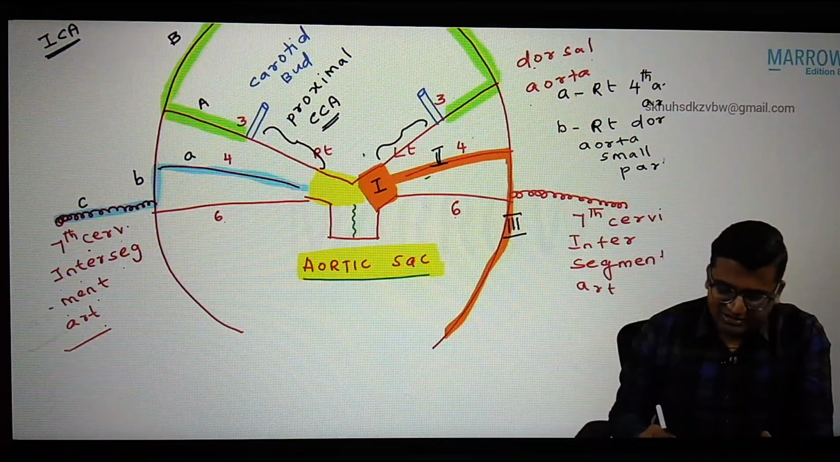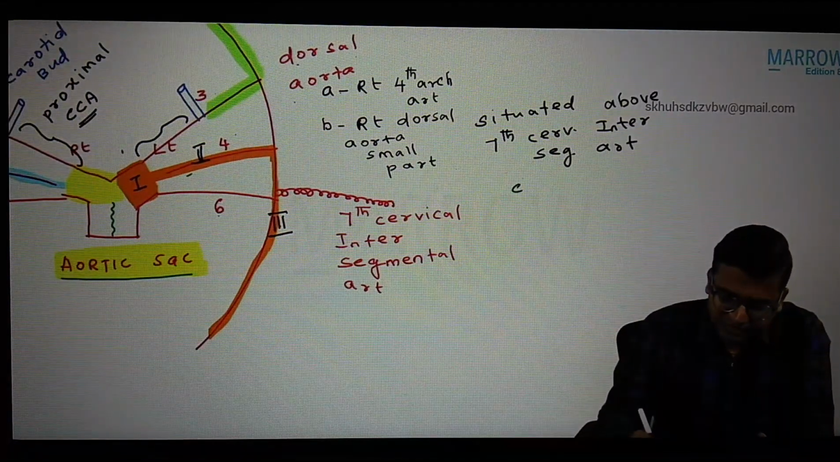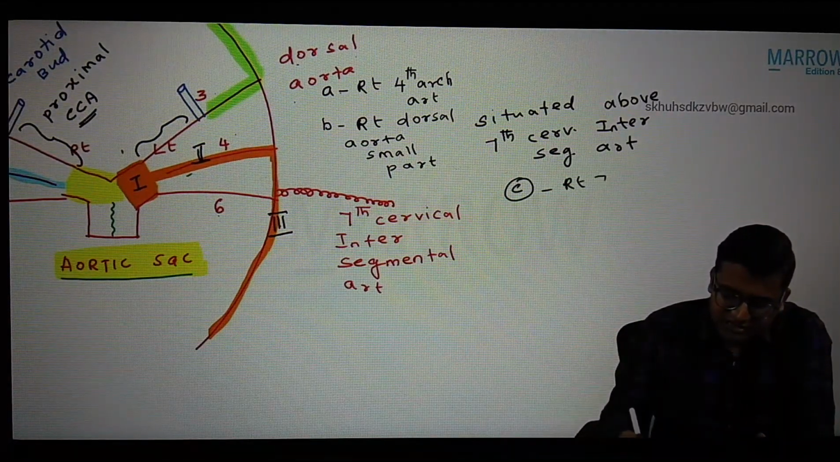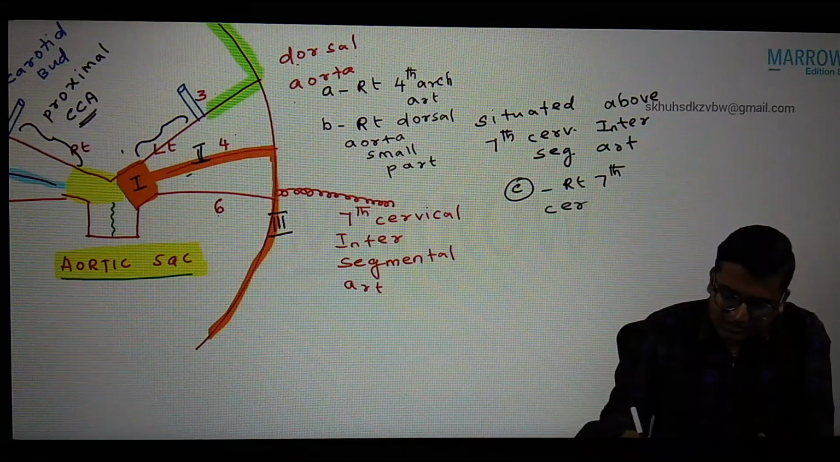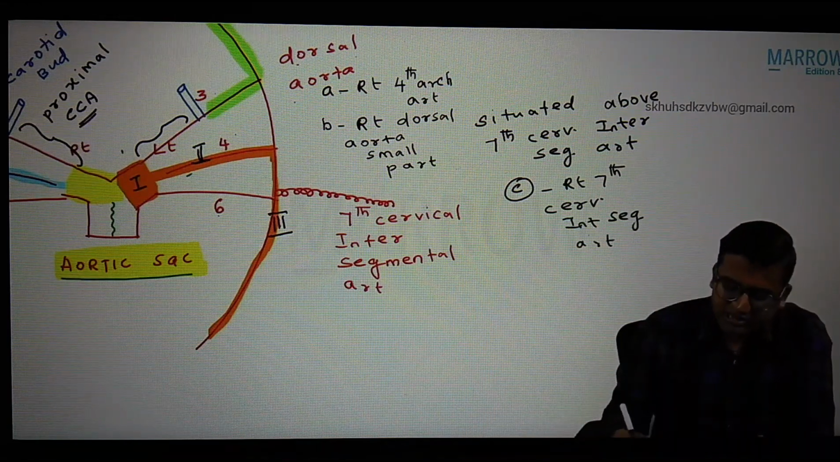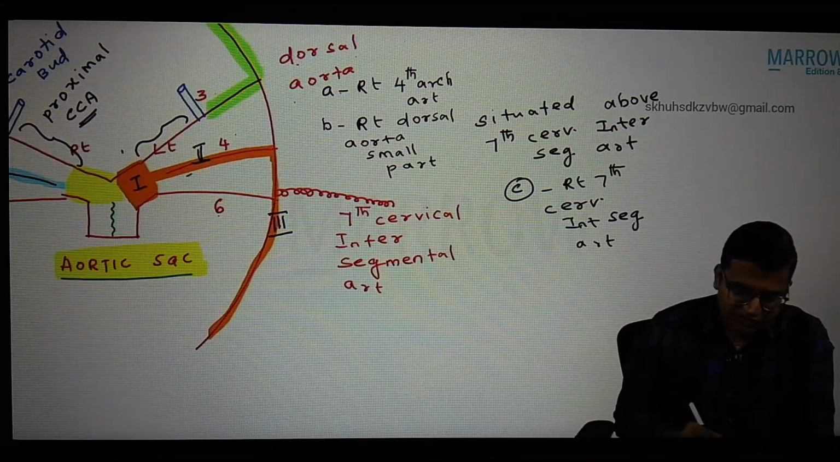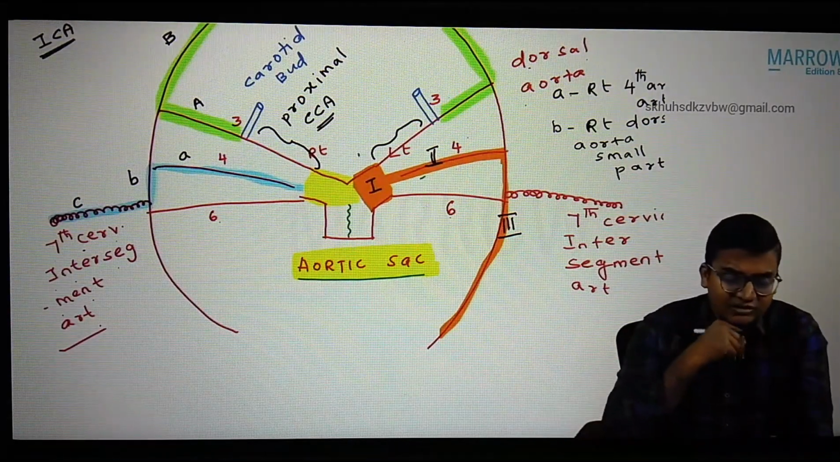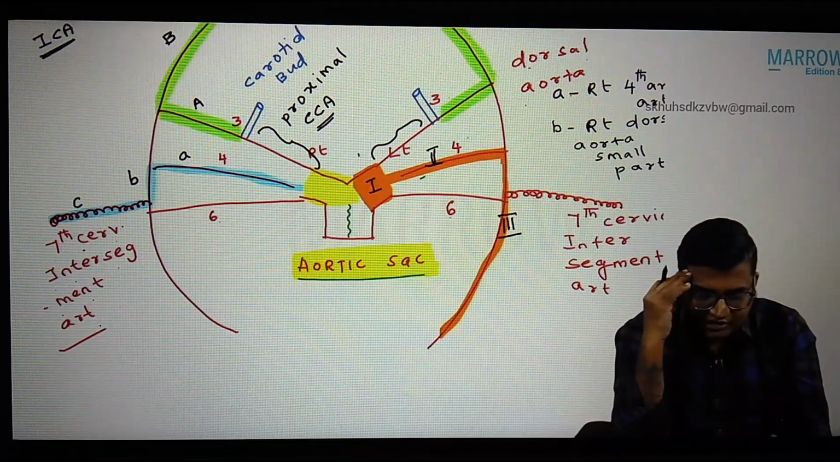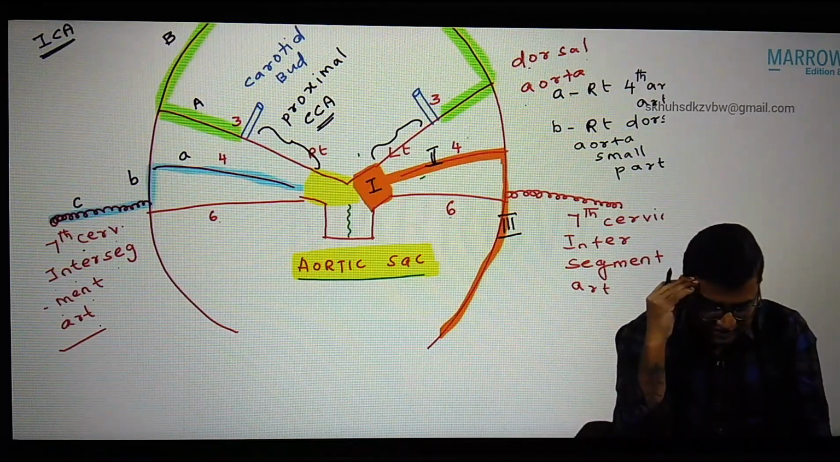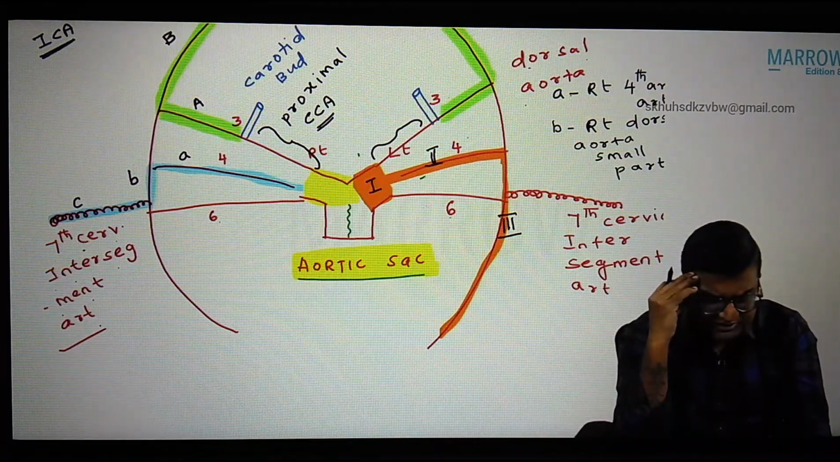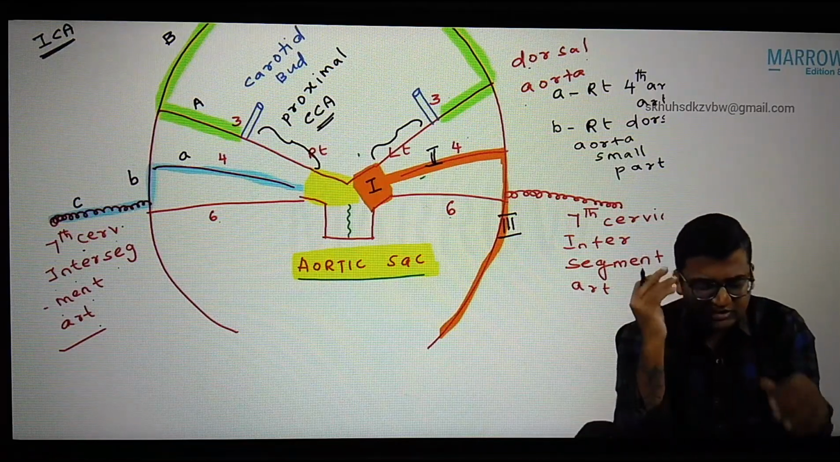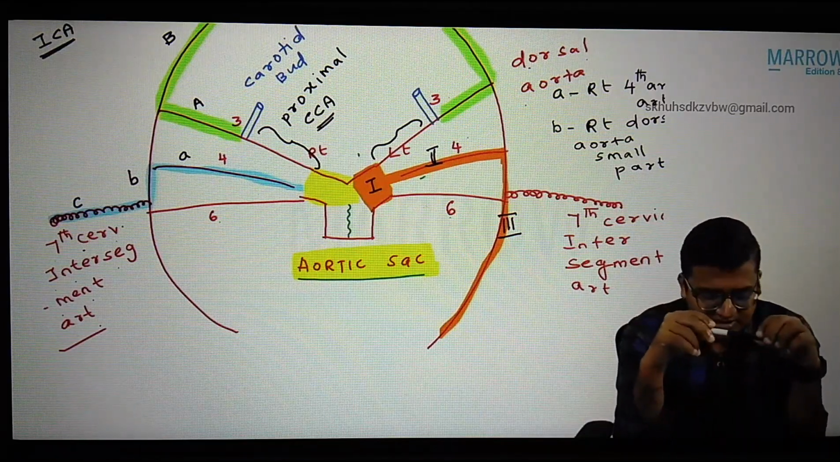C is the right 7th cervical intersegmental artery. Now these are three sources for the formation of the right subclavian artery. Clear? So A is the right 4th arch artery, B is the right dorsal aorta, cranial to the 7th cervical intersegmental artery, and C is the right 7th cervical intersegmental artery. 4A, B and C.